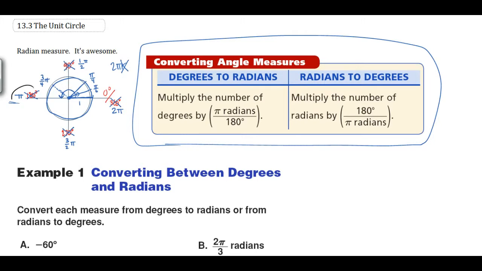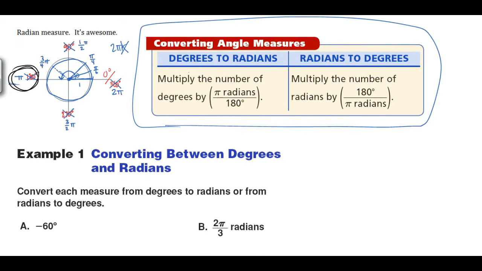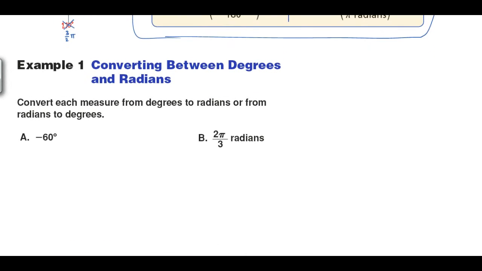It's based on the idea that you know something. You know pi is the same thing as 180 degrees. And if you know that, you can convert anything from degrees to radians or radians to degrees. Notice here, if I want to go degrees to radians, I just multiply the degrees by pi radians over 180. If I want to go radians to degrees, I multiply by 180 over pi. And if you've done any chemistry and you've done your dimensional analysis, that's what they're talking about there. They're converting things to different units. That's all you're doing.